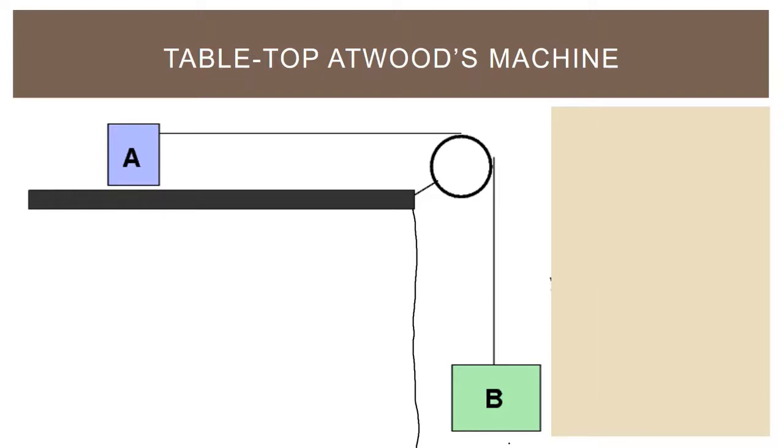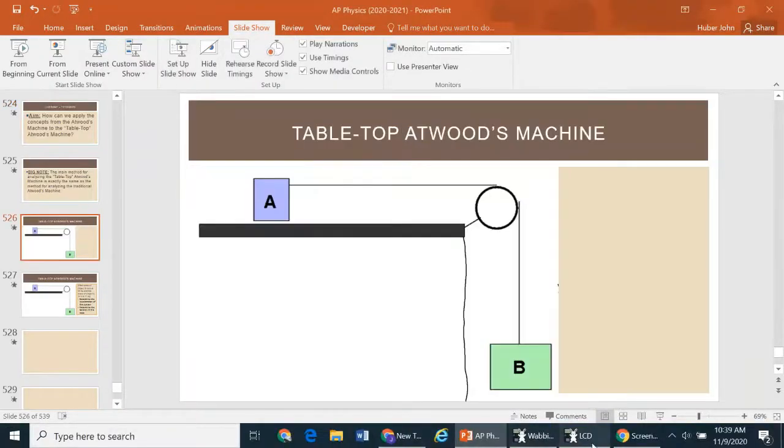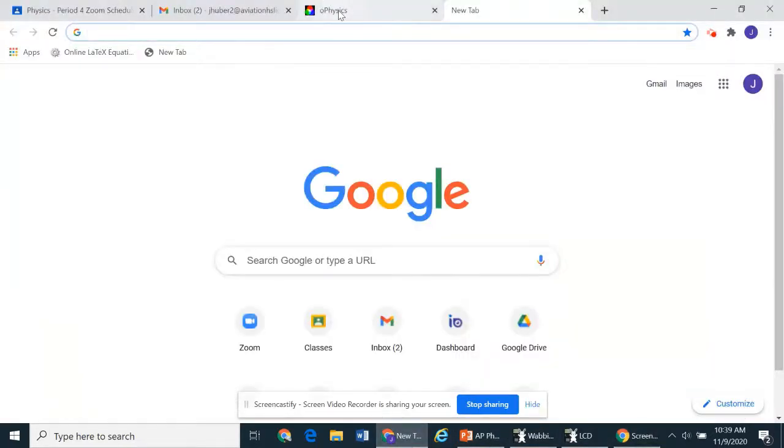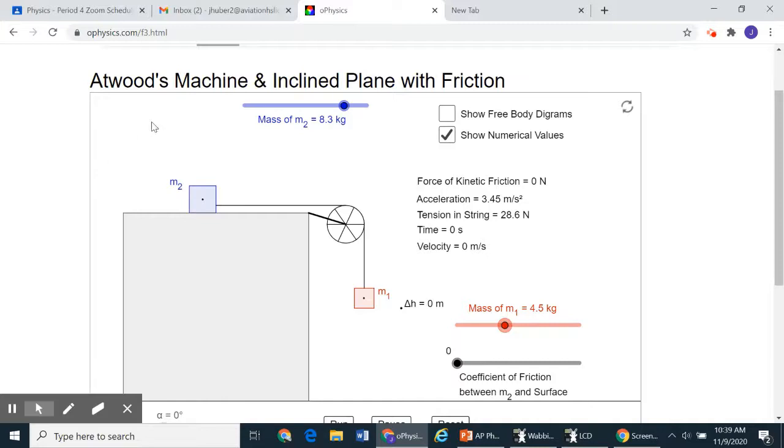I want to take a look at a simulation showing how these things are going to move, because then we'll be able to actually go ahead and solve the problem. And so the simulation here is going to look something like this. So we have here two objects, the one hanging over, the other one sitting on top of the table.